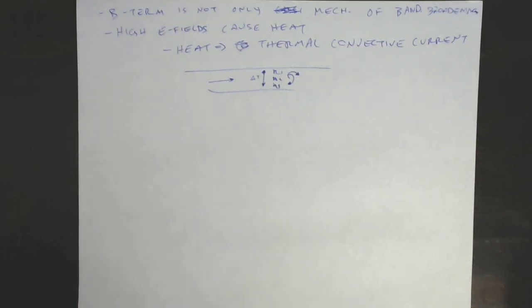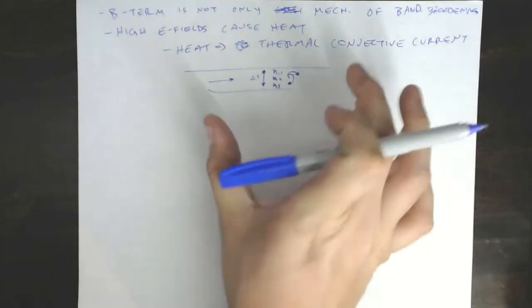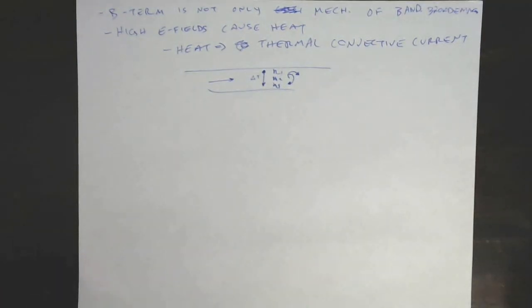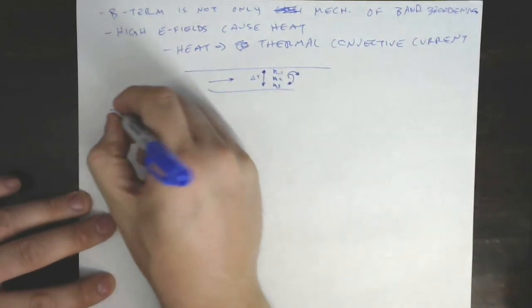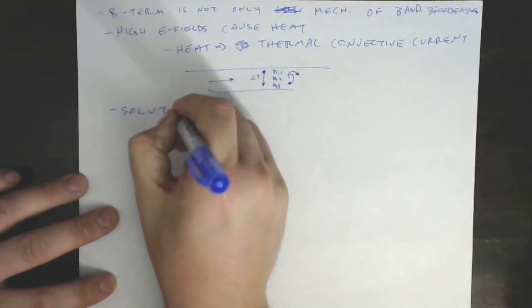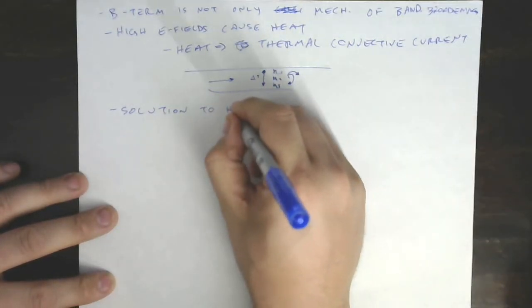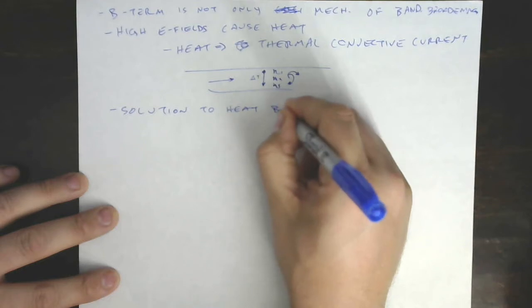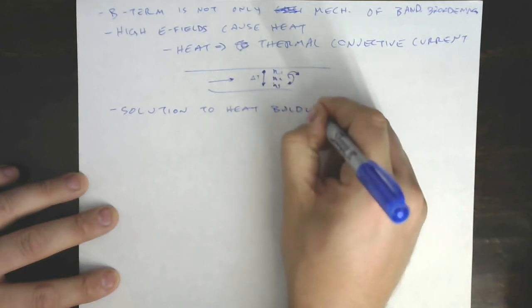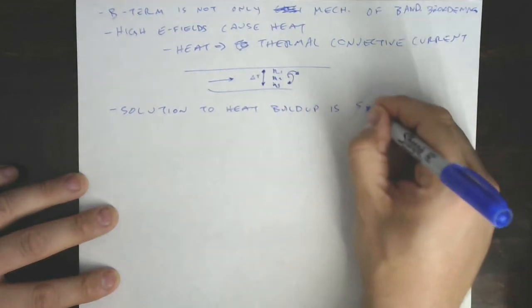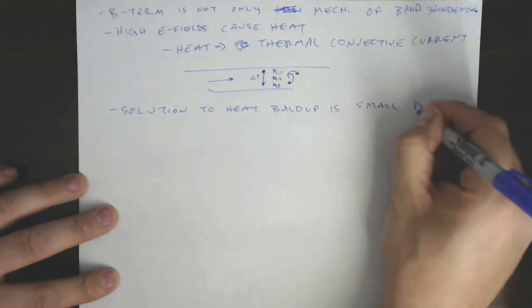Mixing is always bad, right? Mixing is a mechanism by which something that would have been a nice tight band becomes a very broad band, hence band broadening. So there's a solution to this. So the solution to heat buildup is small diameter capillaries.